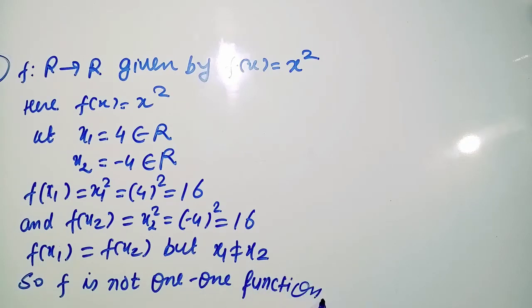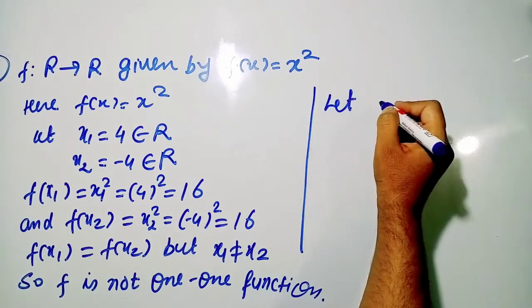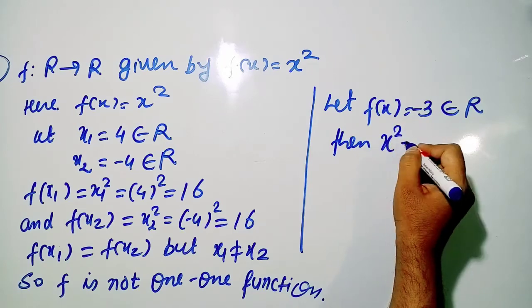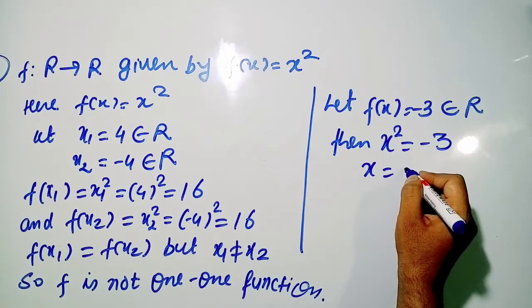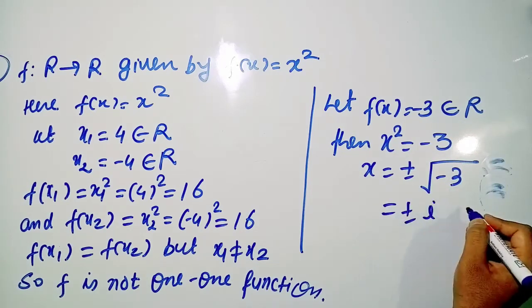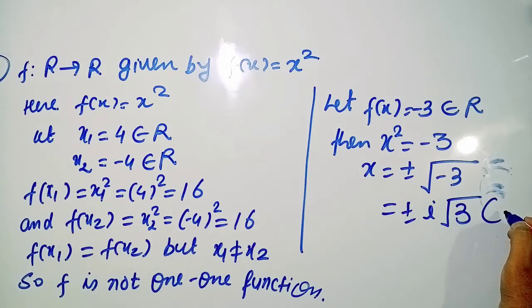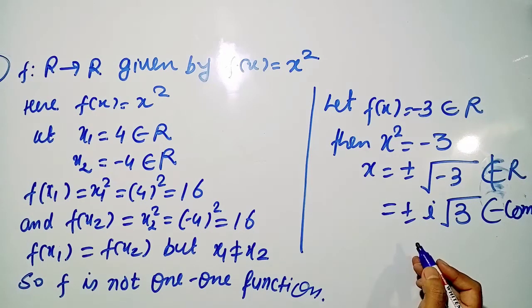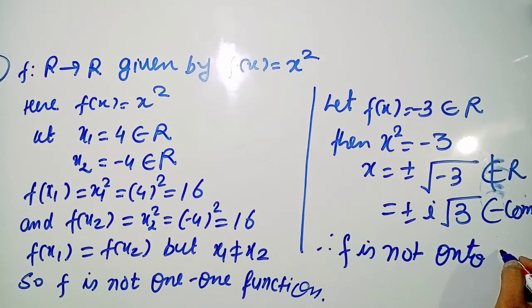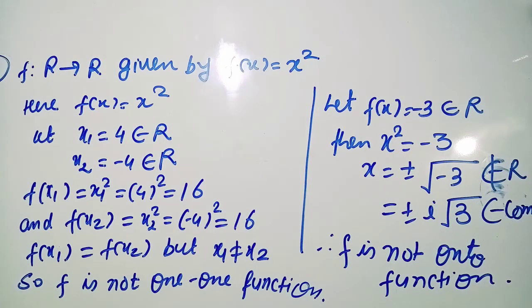Now we will determine whether the function is onto or not. So let us consider f(x) = -3, which belongs to the real numbers. So what about x² = -3? So x = square root of -3. So students, we know that the square root of a negative number gives a complex number. So the given value does not belong to the real numbers as per the rule, it belongs to the complex numbers, so the given function is not onto. Thus we can say that the given function is not one-one and not onto.